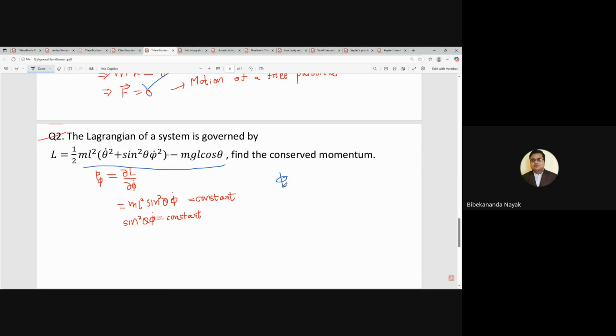So phi does not appear here. So P phi is a conserved quantity. Phi is cyclic. The formula is P q equals del L by del q dot, so P phi is del L by del phi dot. From here you can get this one.